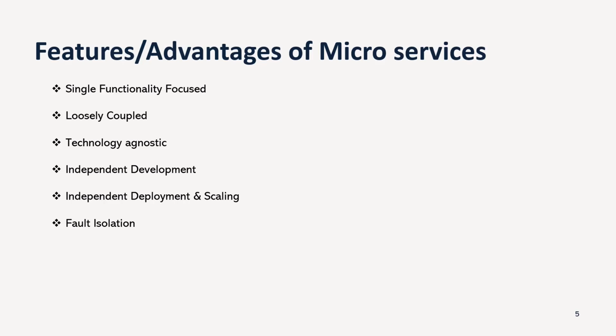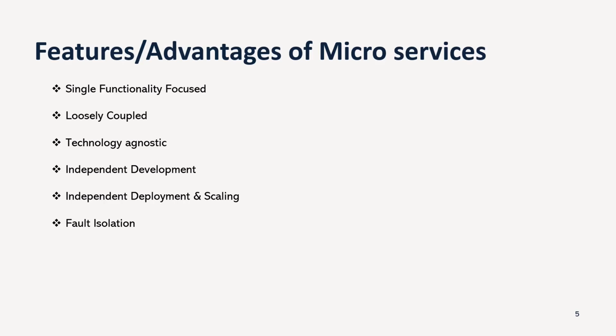In monolithic architecture, we had to scale the whole application together, but in microservice architecture, we can scale functionalities as per the requirement. So it's a good thing. We have more control over the scaling of the functionalities. Then fault isolation.